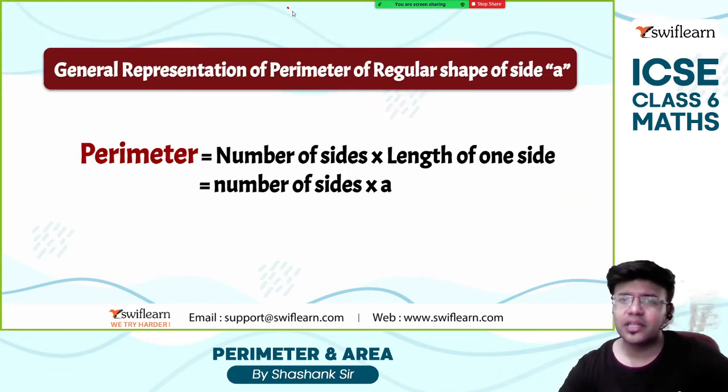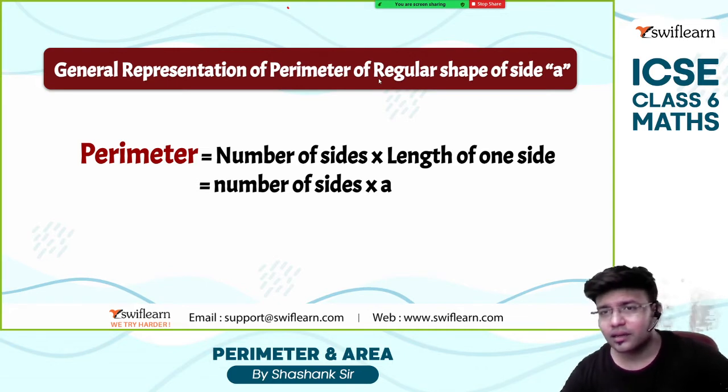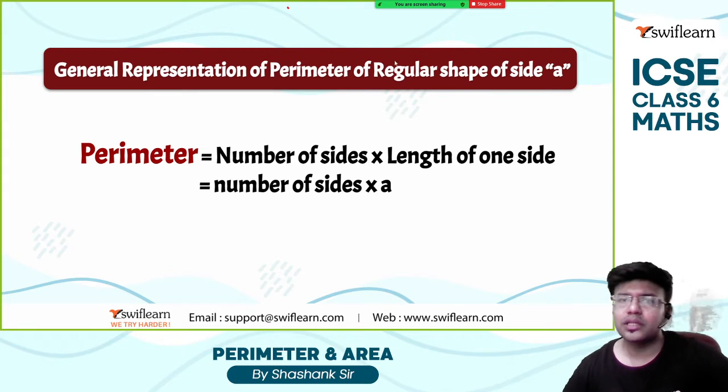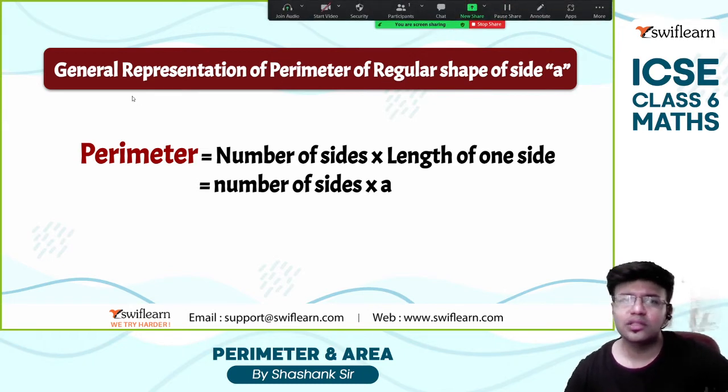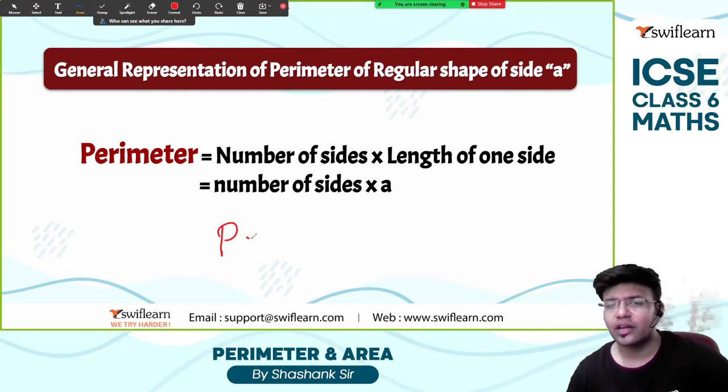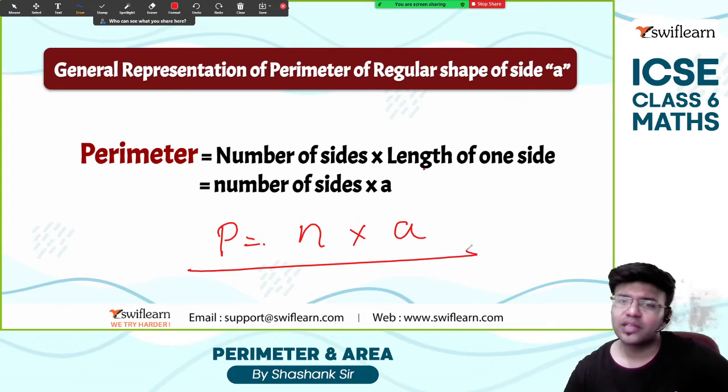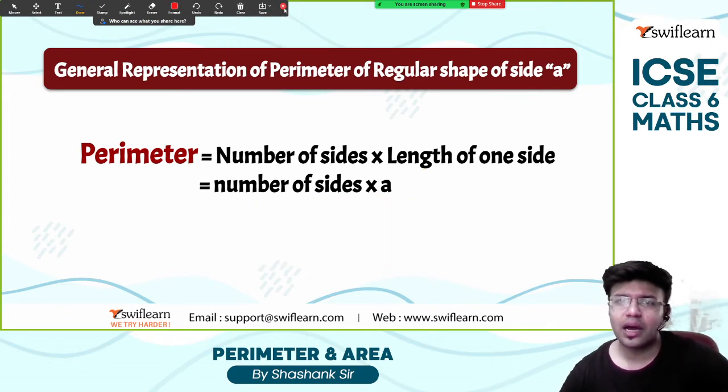A general representation of the perimeter of a regular shape of side A. Perimeter is equal to number of sides times length of one side. Now see this number of sides. What is the general representation of the perimeter of a regular shape? For a regular shape, the number of sides, which is n, times the length of one side. Let A be the length of one side. So this is the formula.